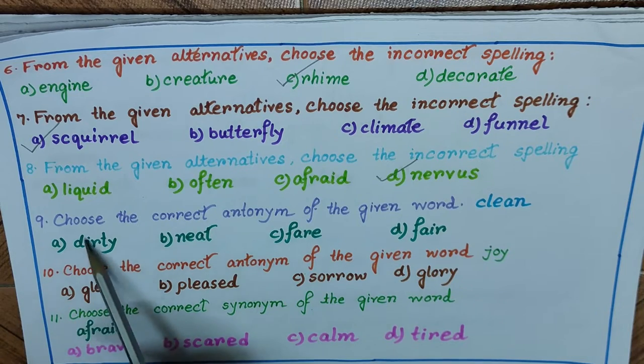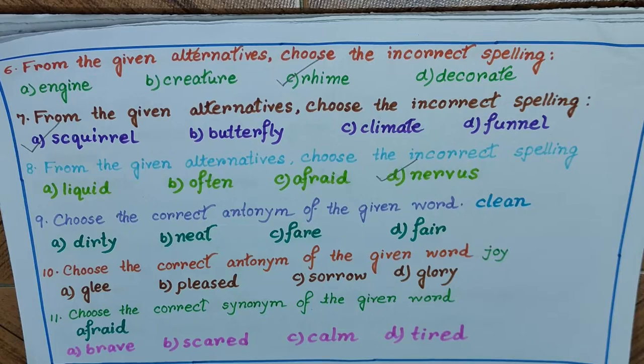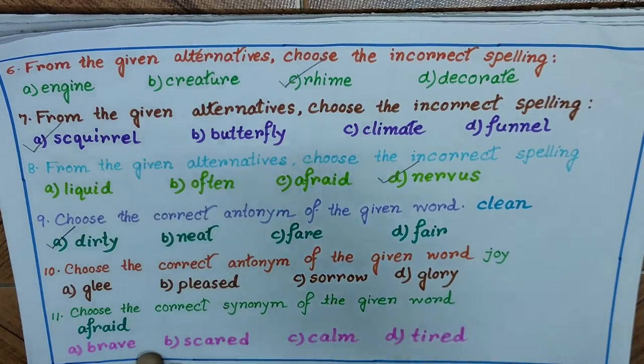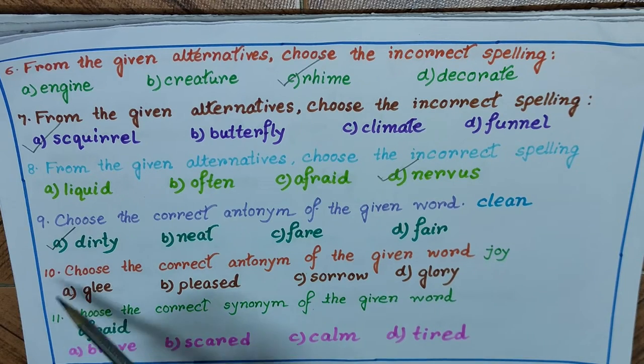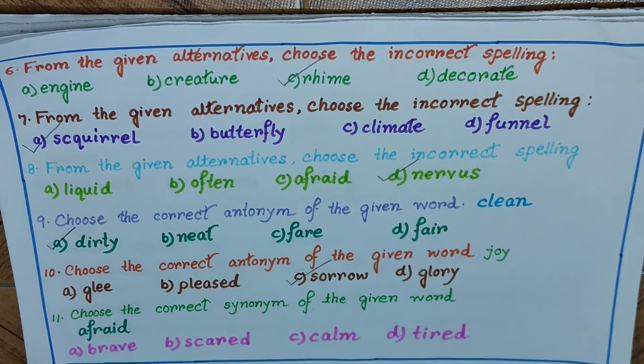Question number 9. Choose the correct antonym of the given word. Clean, the correct antonym. Antonym means opposite. So the opposite of clean is dirty. So A, dirty is the right one. Question number 10. Choose the correct antonym of the given word. Joy. The opposite of joy is sorrow. Glee, peace, glory are all similar to joy.